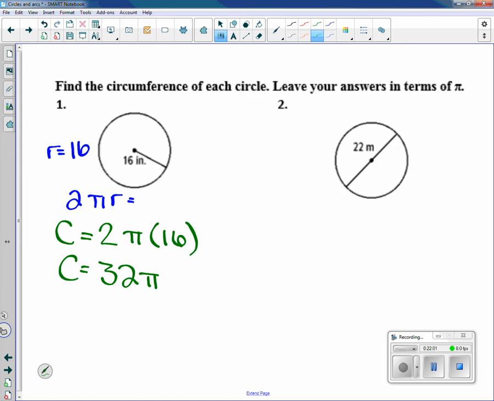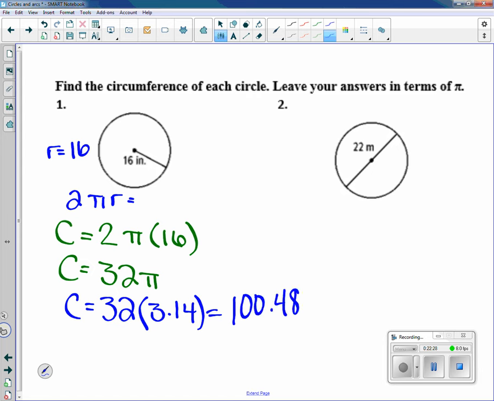Now, if I wanted a decimal value, everybody knows what pi represents? What's the number for pi? 3.14. So you would take your calculator and do 32 times 3.14, and someone tell me what you would get. Say it again. 100.48. If you would have put 32 times 3.14 in your calculator. Is everybody with me? 32 times 3.14.